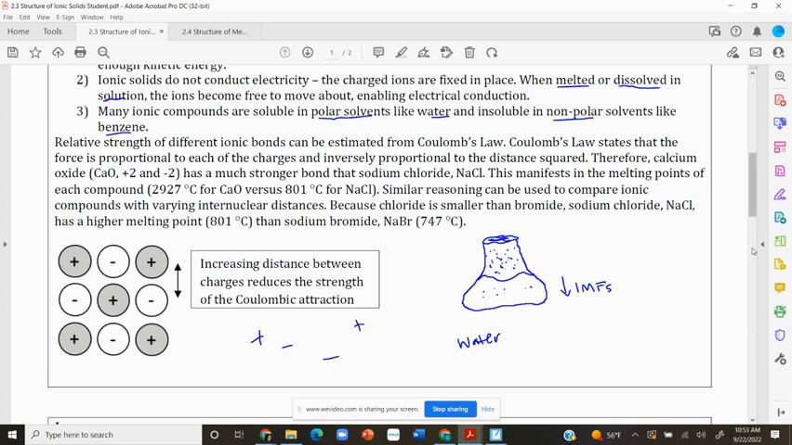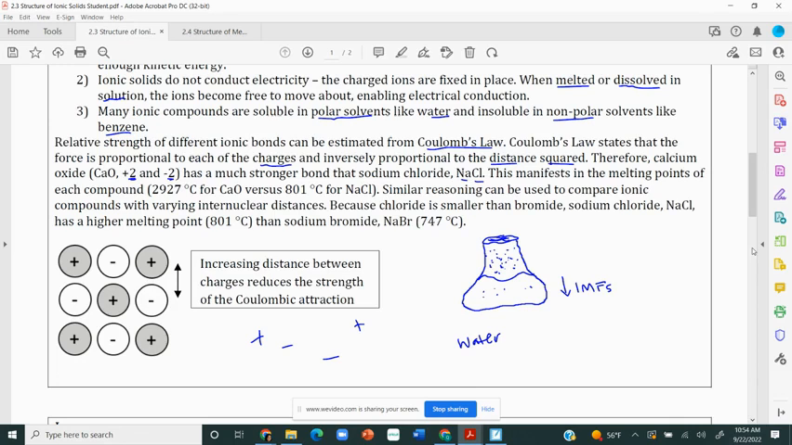Relative strength of different ionic bonds can be estimated by using Coulomb's law. It states that the force is proportional to each of the charges and inversely proportional to the distance squared. So calcium oxide, we have 2 plus and 2 minus. That's going to be a much stronger bond than NaCl, because these, you're only going to have a +1 and a -1. And if you look at the boiling points, you can see that this has a much higher boiling point than this.